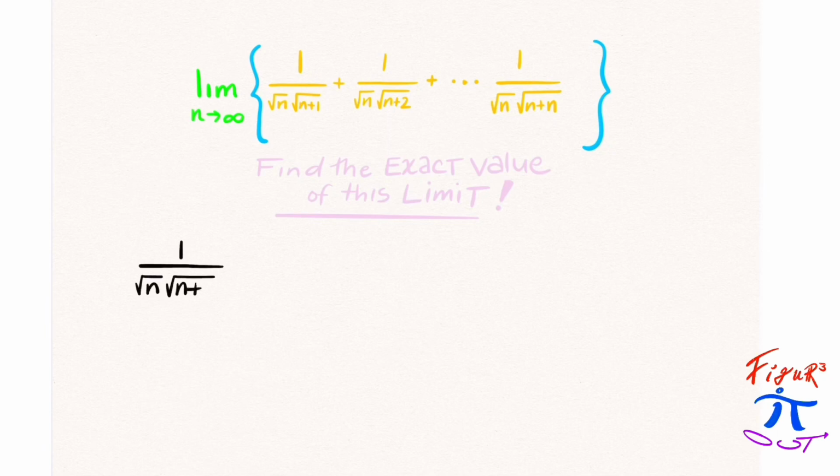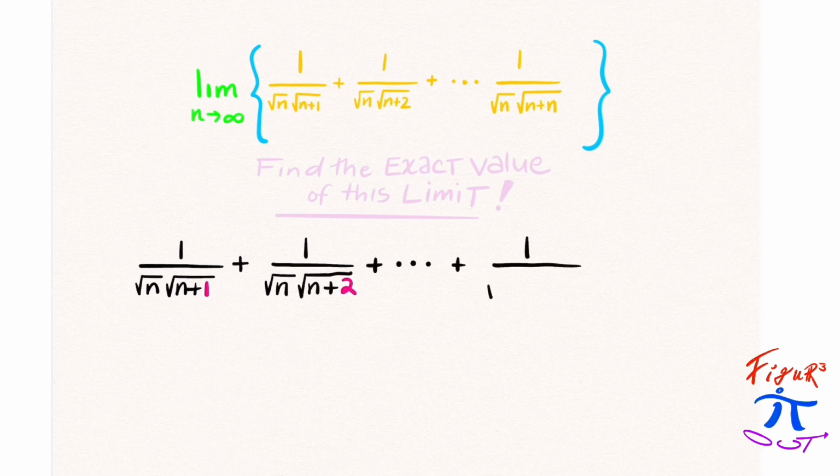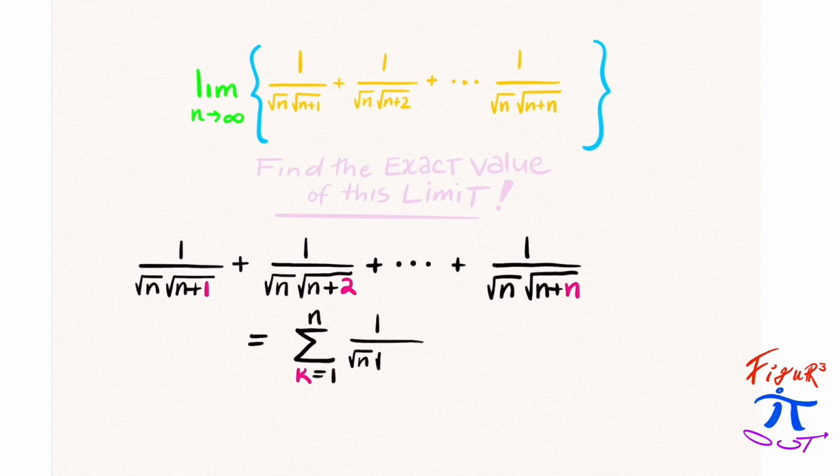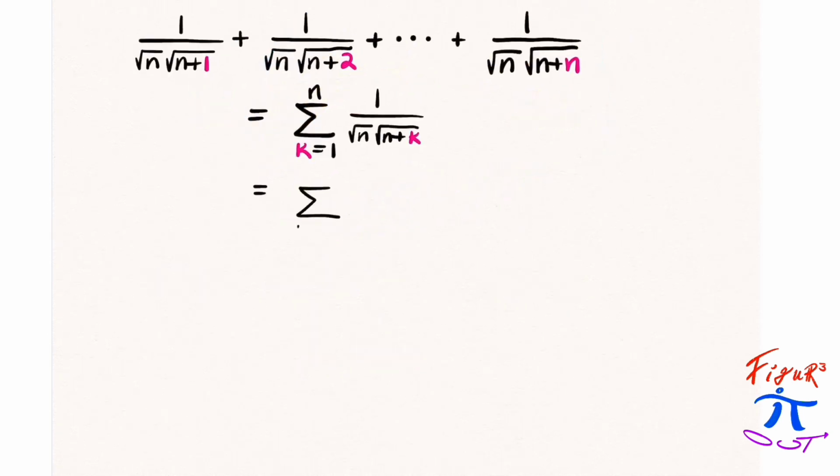We begin by looking at this series and writing it out in a compact notation. So the sum of 1 over radical n plus 1, plus 1 over radical n plus 2, all the way up to 1 over radical n plus n, can be given by the series starting from k equals 1 all the way up to n of 1 over radical n plus k.